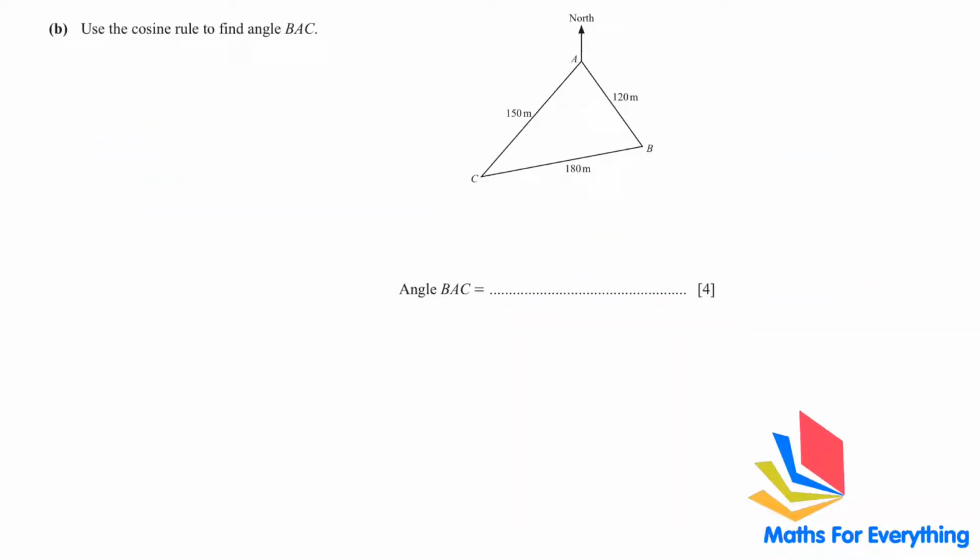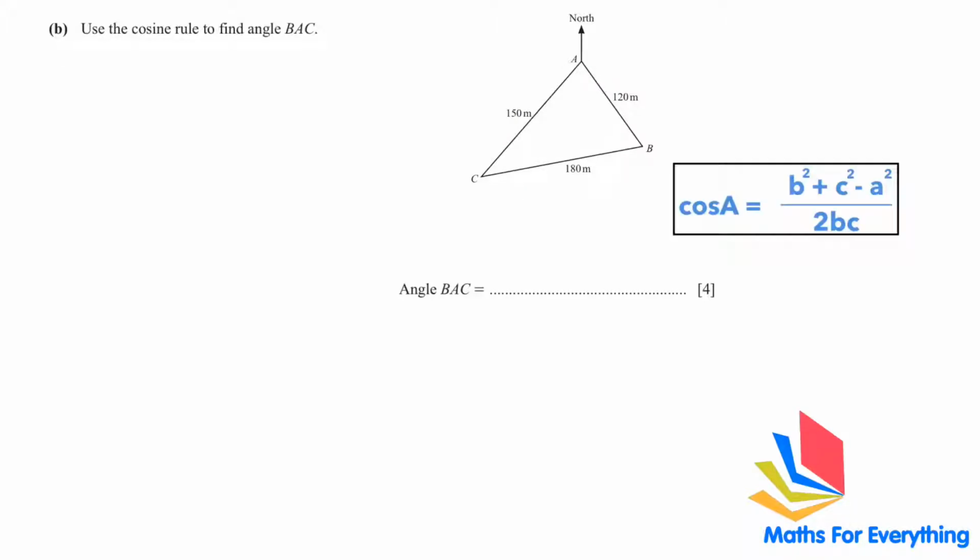Part B of the question. Use the cosine rule to find angle BAC. This is the angle we are looking at, and the cosine rule is b squared plus c squared minus a squared, divided by 2bc. The only thing you need to remember is if you want to find angle A, then the side opposite will come after the minus sign, that is your a.